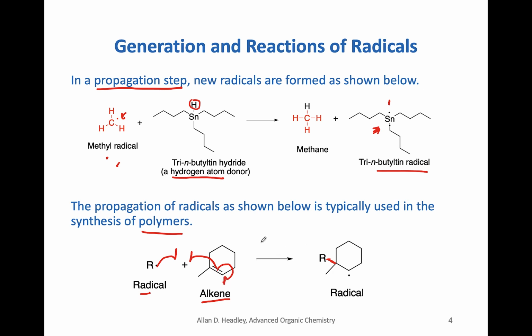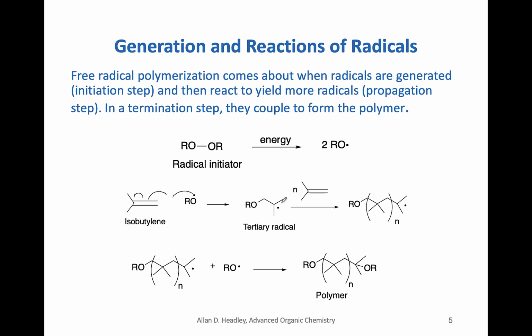Notice I'm using a single barb arrow to show the movement of one electron, not a double barb. If I use a double barb, that would be showing the movement of 2 electrons. So this electron comes over here, and we have created another radical. That's a propagation step. As I mentioned, these reactions are very useful in polymer synthesis, and here's an example.